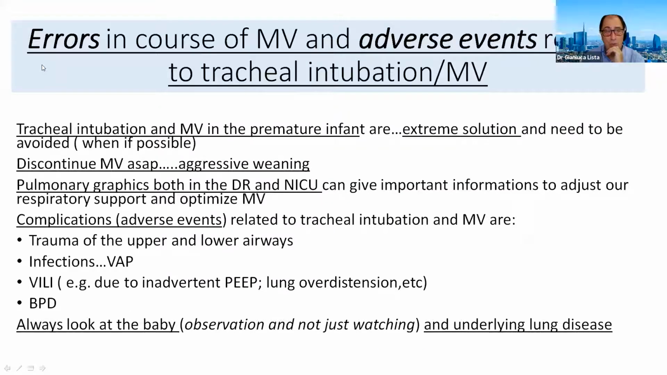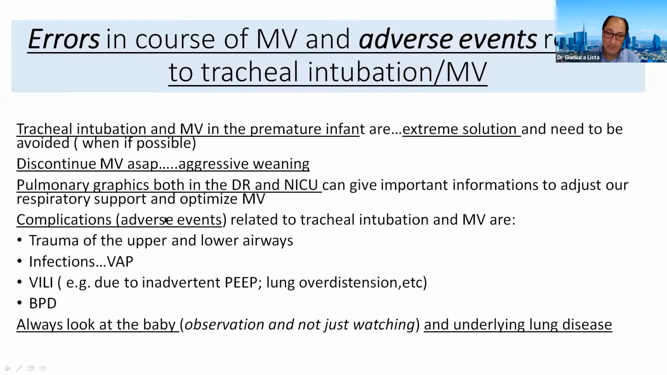So in conclusion, we have to remember that you can have errors and adverse events during tracheal intubation and mechanical ventilation. You always have to consider that tracheal intubation and mechanical ventilation are an extreme solution, and you have to try to avoid them. Use mechanical ventilation only when it's really needed, and try to extubate the baby as soon as possible with aggressive weaning. Pulmonary graphics, both in the delivery room and NICU, can give important information to adjust our respiratory support and optimize mechanical ventilation.